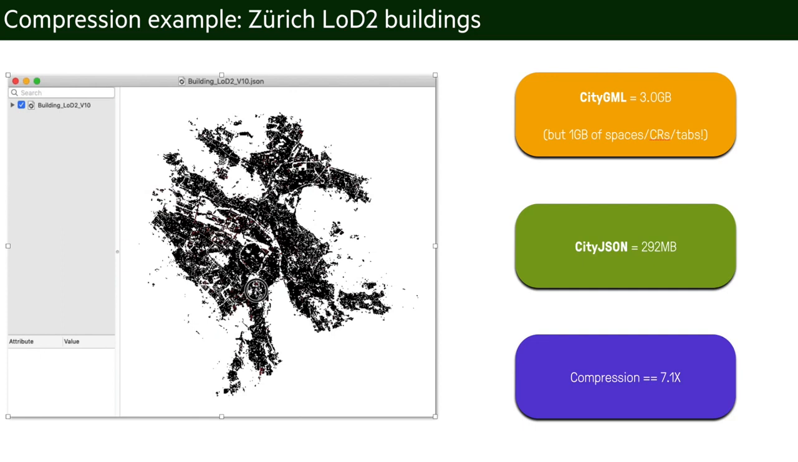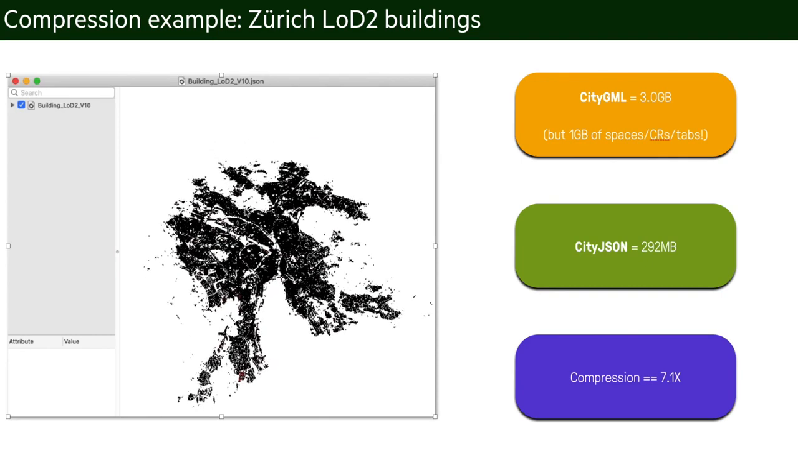So it means that for this file, we obtain a compression factor of 7.1 after removing all the spaces in the file. But if we took the original file as is available on the website, then we would have a compression factor which is above 10.